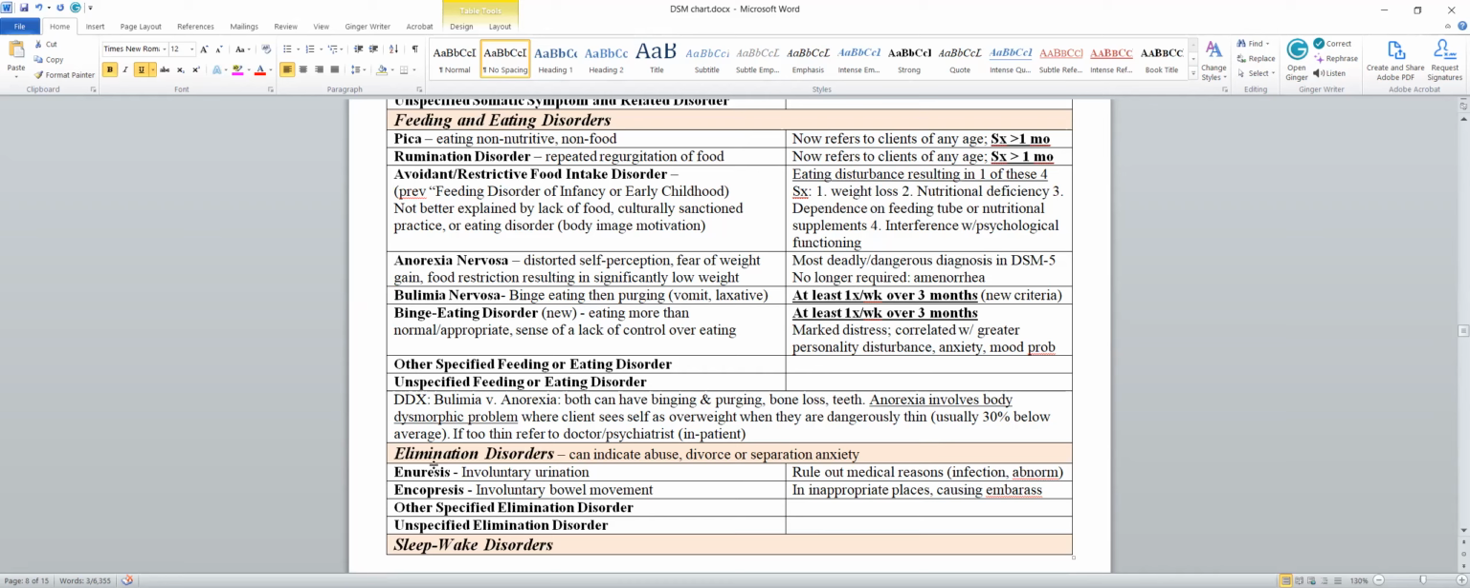Avoidant restrictive food intake, previously feeding disorder of infancy or early childhood, not better explained by lack of food, culturally sanctioned practice or eating disorder, like body image motivation. Eating disturbance resulting in one of these 4 symptoms. 1, weight loss. 2, nutritional deficiency. 3, dependence on feeding tube or nutritional supplements. 4, interference with psychological functioning. That disorder is called avoidant restrictive food intake disorder.